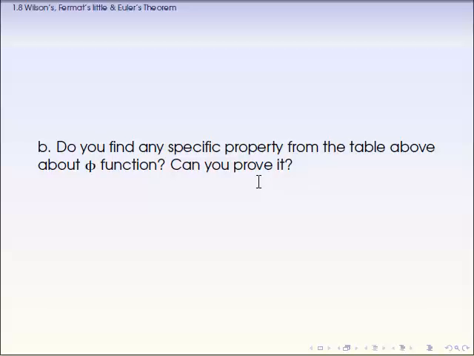Then can you find any special patterns here? Especially when n is prime and when n is composite. Composite means a product of what primes? Then can you see any patterns between phi of n and phi of the prime factors of n? Okay, please try to see that. So the remaining part of this section is just handling these questions.